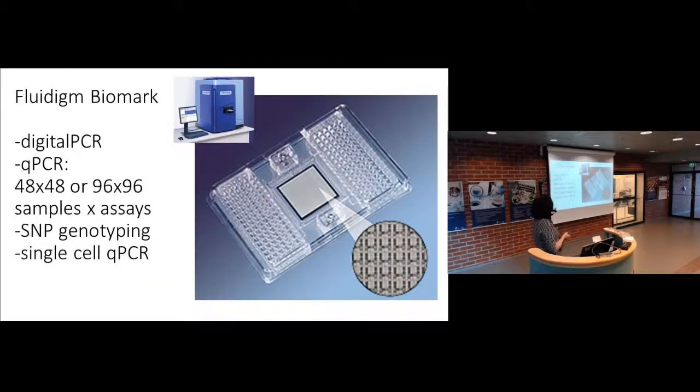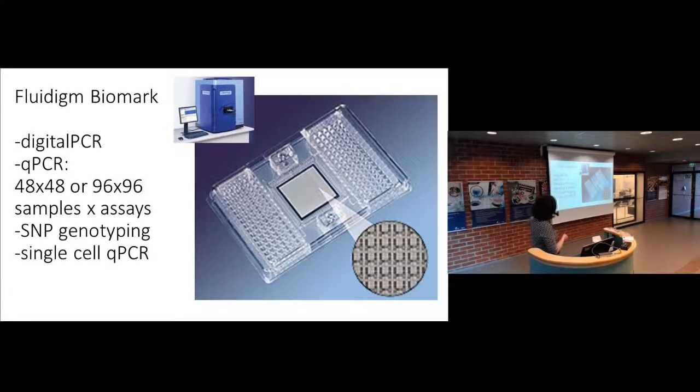Another system is Fluidigm Biomark, where there are different kinds of chips for different applications. One of them is digital PCR as well, but there are also quantitative PCR chips for 48 times 48 or 96 times 96.